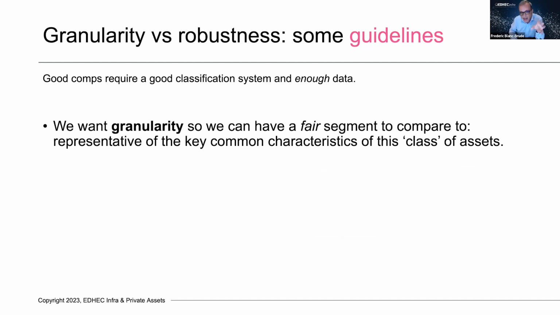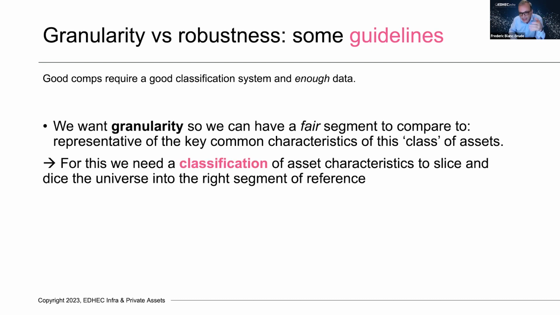So these are my guidelines to try and get the right comps, and then I'll let Abhishek show you how it's done. So we want to compare to the right common characteristics. For this, we need a classification system. We happen to have one called TICS, but that's not the only one you can use to slice and dice the information in order to land on the right type of data.